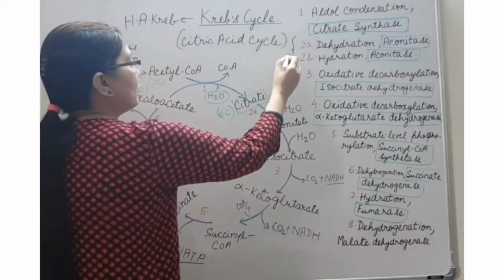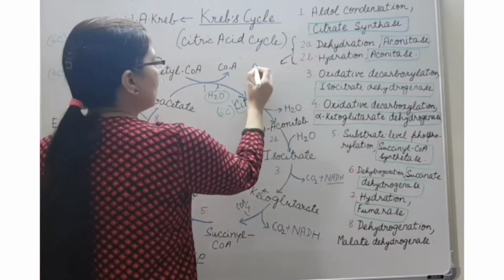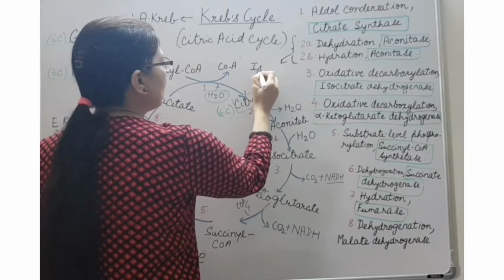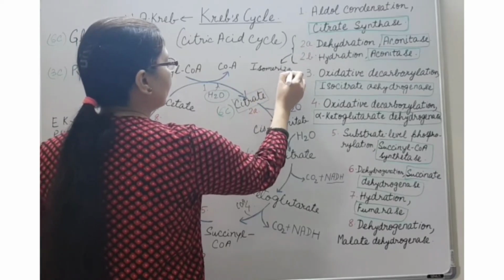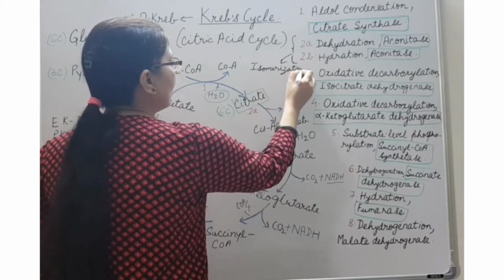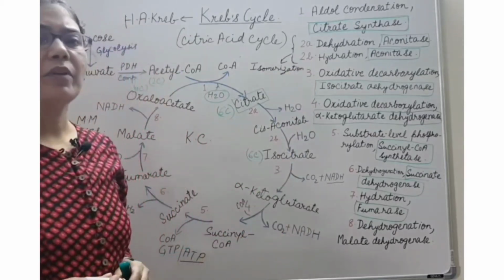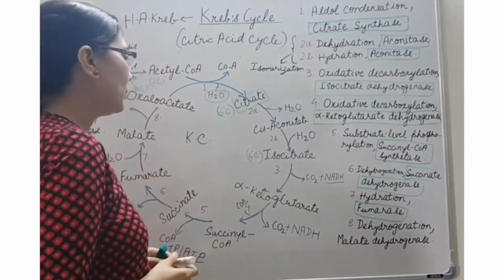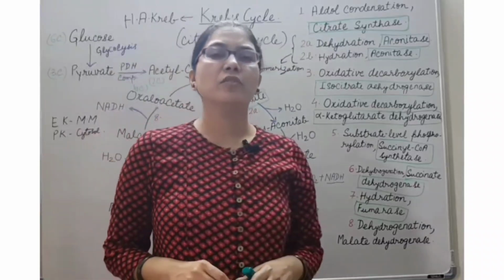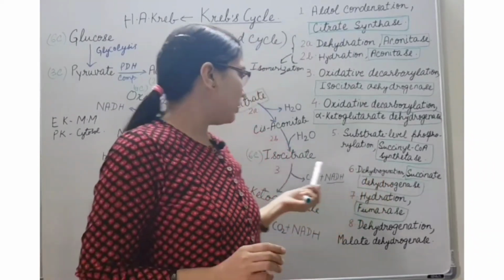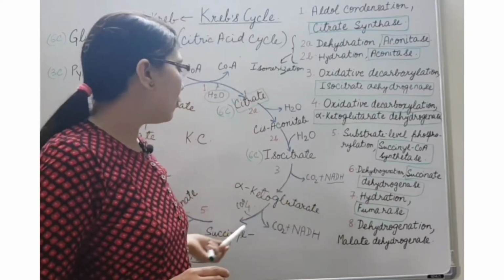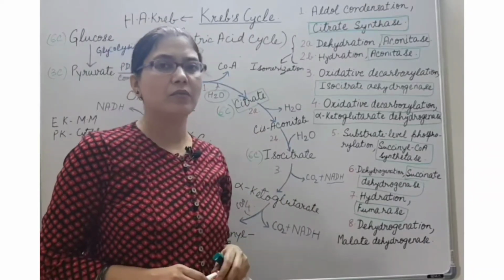So the conversion of citrate to isocitrate is isomerization. Here, molecular rearrangement takes place. Why is this isomerization required? Because isocitrate is better suited for the further steps compared to the citrate.